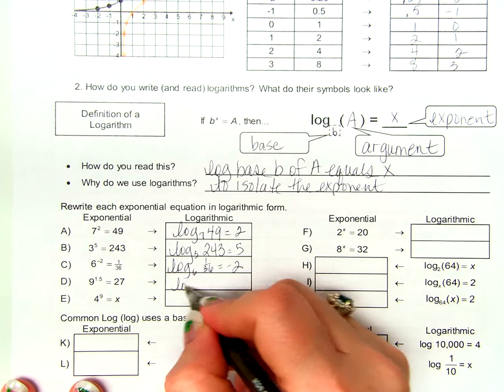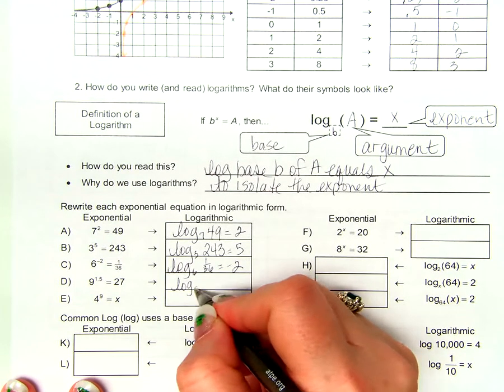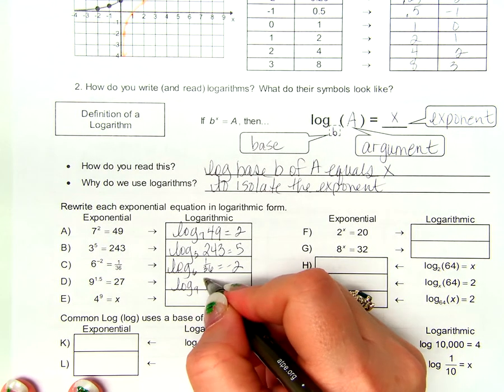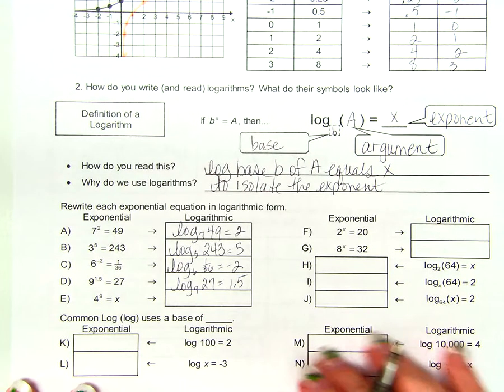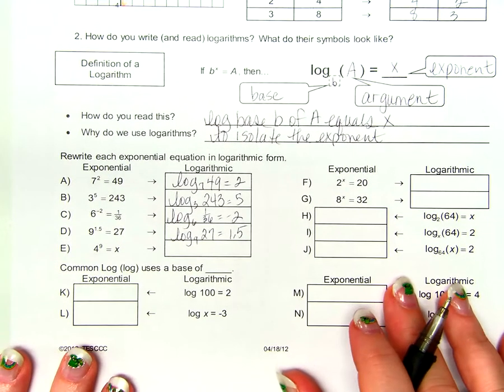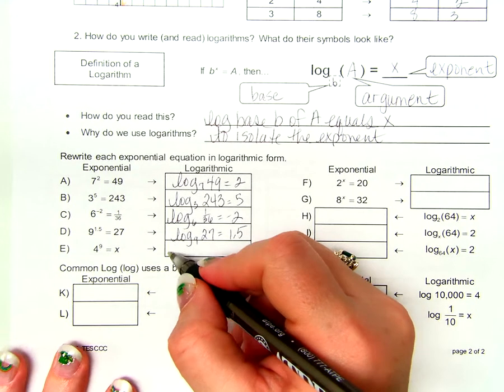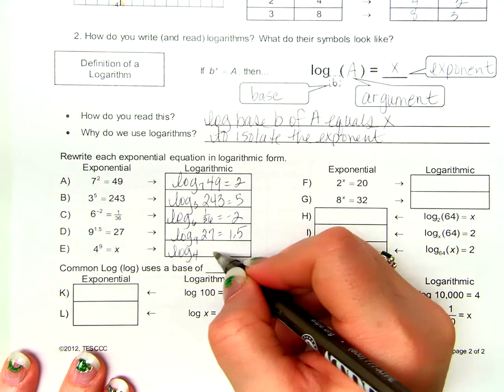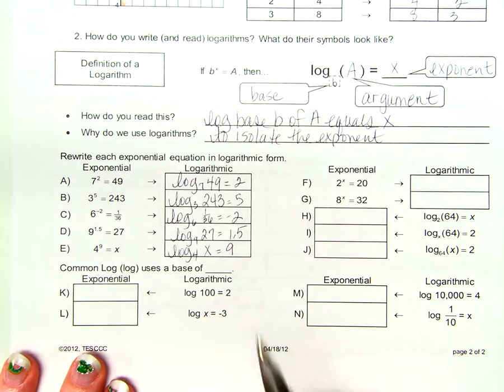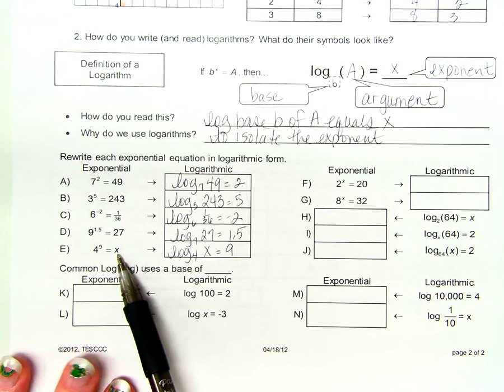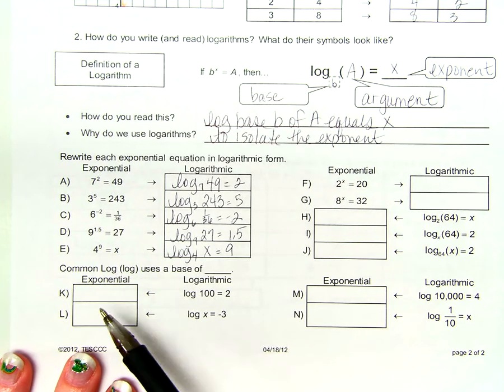Log base 9 of 27 equals 1.5, good. E, log base 4 of x equals 9. Now, we wouldn't need really a logarithm here to solve for x, would we? We would just have to know what 4 to the 9th power was.